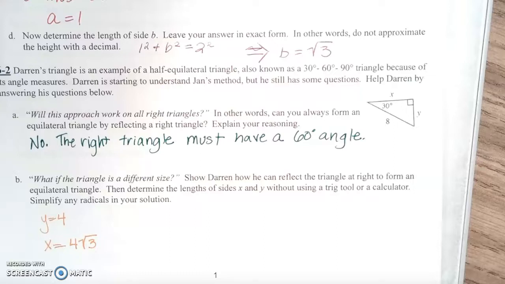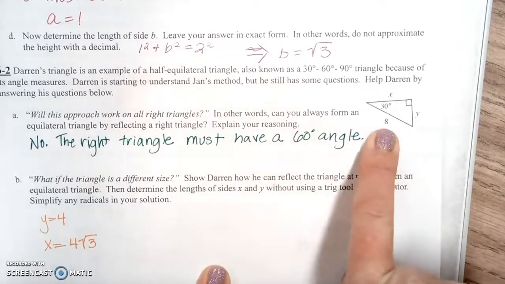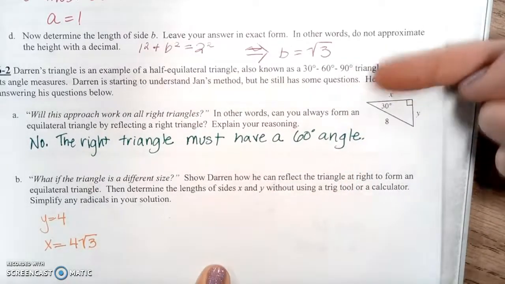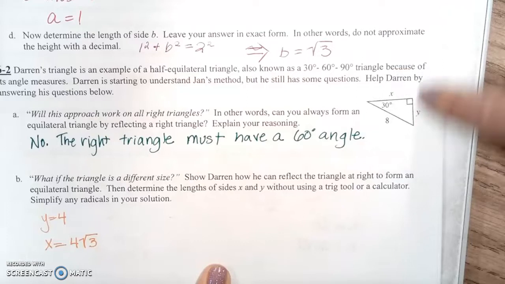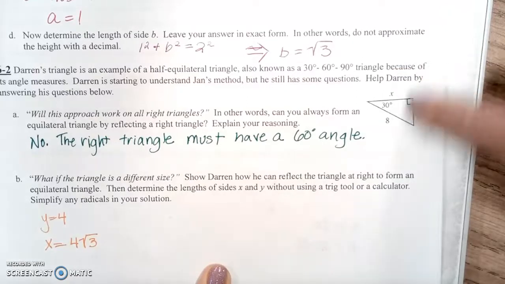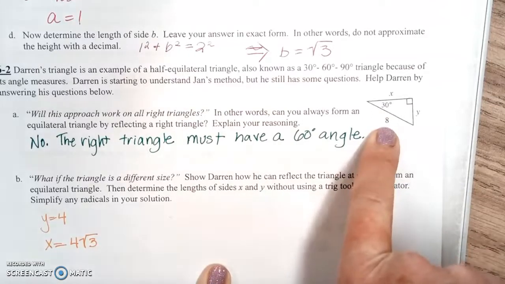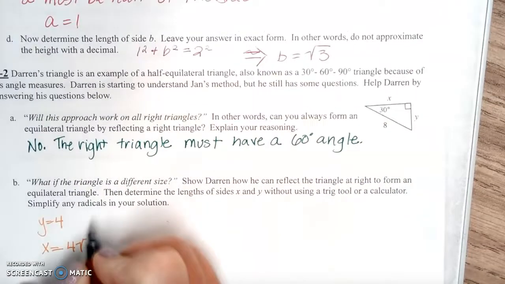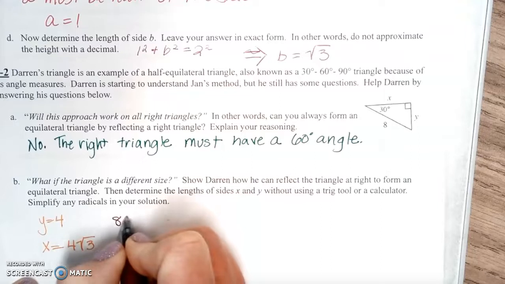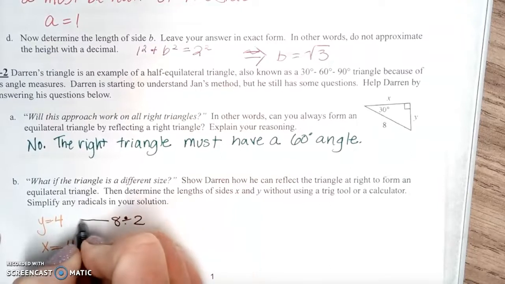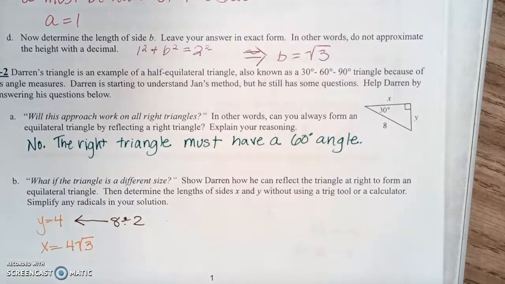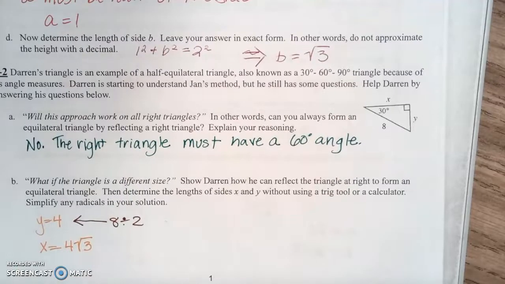Okay? Because this side is 8, if we reflected over this side, then our Y would double. Our Y would be half of whatever this side is. So you would take 8 and divide it by 2, and that would give you Y is equal to 4. Okay? Then you simply take that 4 and you multiply it by the square root of 3, and you get 4 square roots of 3.